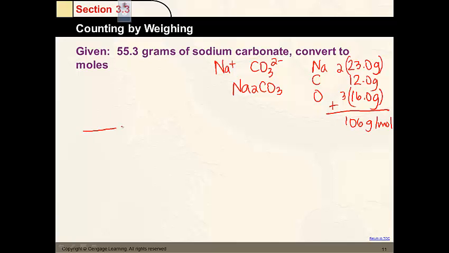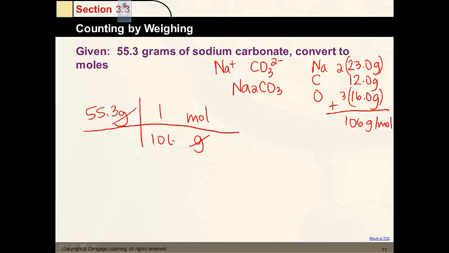All right, so my given is 55.3 grams. Grams go on the bottom and moles on the top so that grams can cancel. We know that 1 mole is 106 grams. So this is about half of a mole. 55.3 divided by 106 is 0.522, and that's in moles.